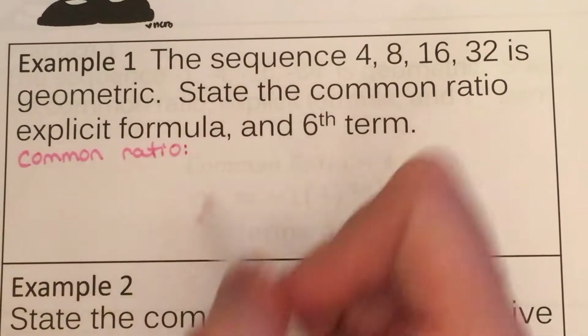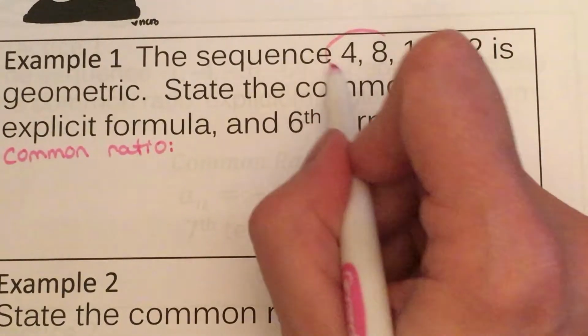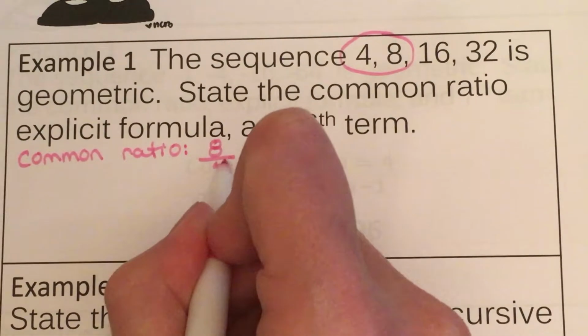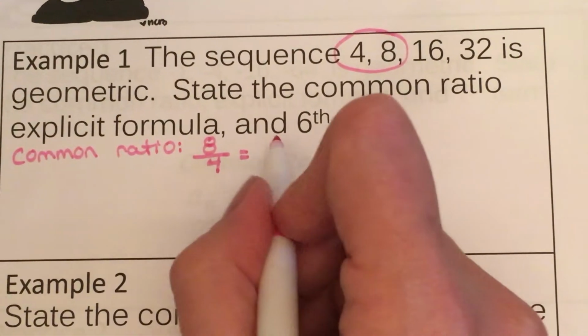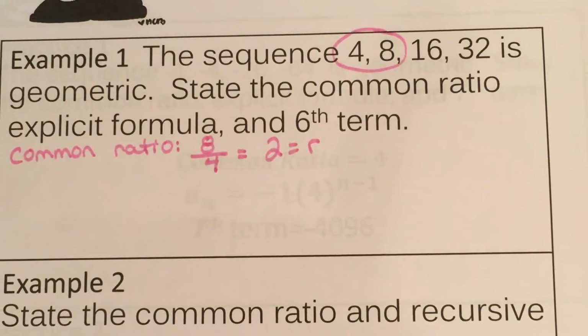So since I know that this is geometric, I only have to do it once. I'll use those 2 numbers. So 8 divided by 4, and what is that? 2. So 2 equals R. Great.